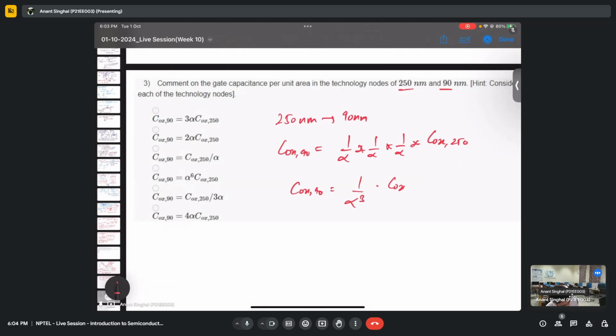There's no option like that, but this will be the correct answer. So I'm making one more option, which is Cox 90 will be Cox 250 by alpha cube. This will be the correct answer.